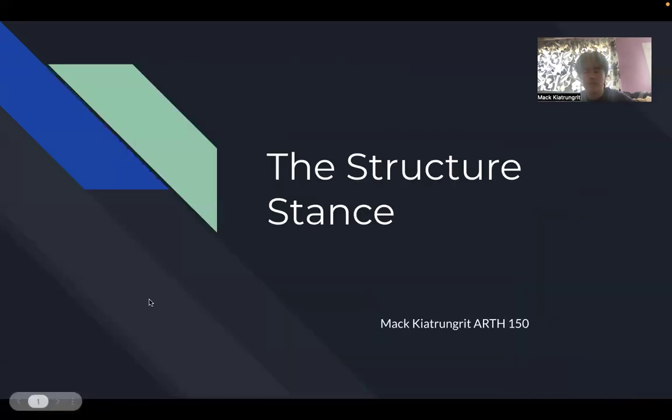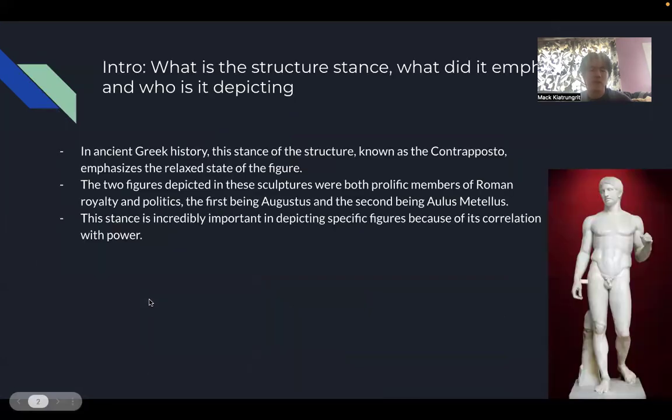So here's the statue stance. A little bit of an introduction. In ancient Greek history, this stance, known as the contrapposto, emphasizes the relaxed state of the figure. This is typically done through the axial tilt of the shoulders, the hips, and typically one leg is in front of the other. As we can see with this example on the right here, we see the slight axial tilt of the shoulders, the hips are swayed slightly upwards, and one leg is in front of the other.